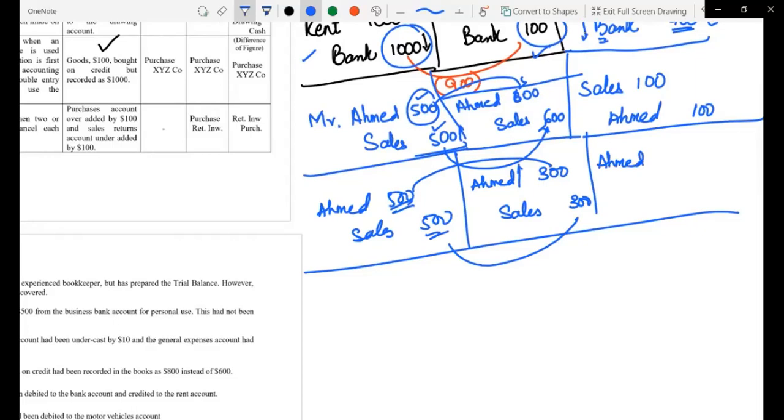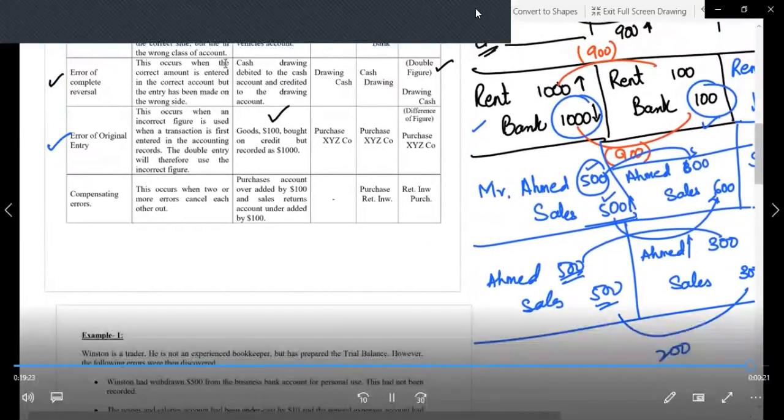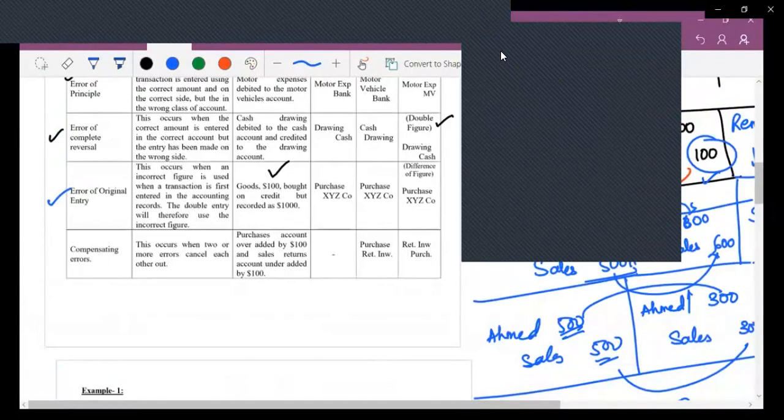When Ahmed increases, it would be debited. When sales increases, it would be credited. The amount of difference, 500 minus 300, is 200. 200 will be written. Right? So this is how we figure out and rectify the error of original entry here. I hope it would be clear to you.